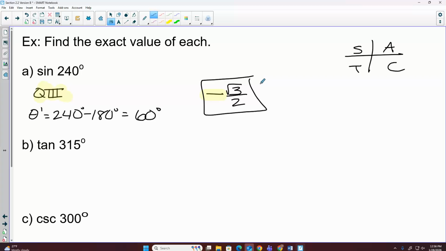I'm not memorizing any new values. The only difference is my answers could be positive or negative, and I have to use the quadrant to decide which.